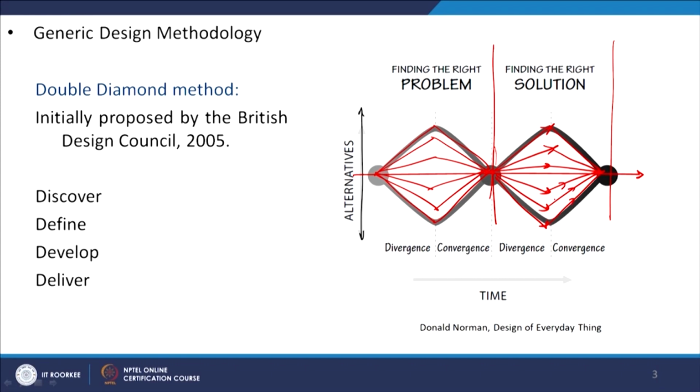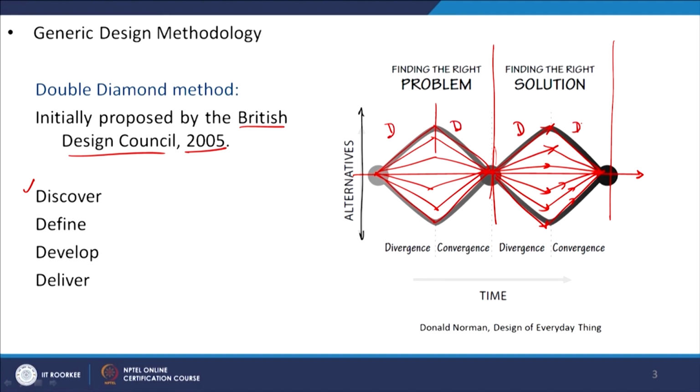So this convergence, divergence, and again convergence and divergence, for finding the right problem and next finding the right solution, is the double diamond method, which was initially proposed by the British Design Council in 2005. So these four stages are discover, define, develop, and then deliver.